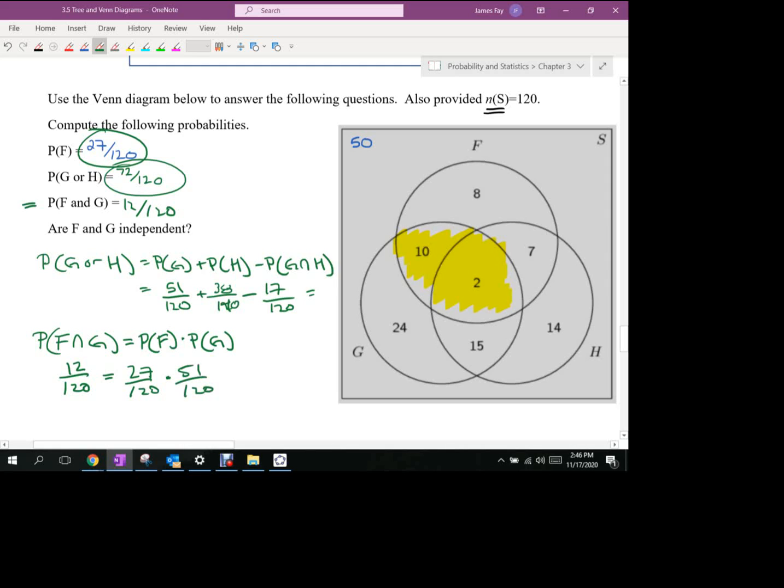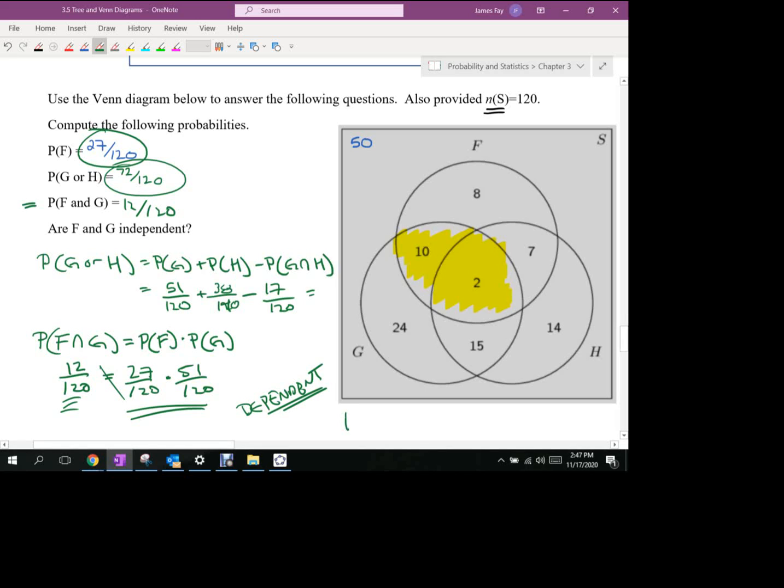Are those 2 things equivalent? Is that there the same as that there? If I take 27 times 51, do I get 12? If I take 120 times 120, do I get 120? No, so these are unequal, aren't they? Okay, so are these independent? No, these are dependent events.